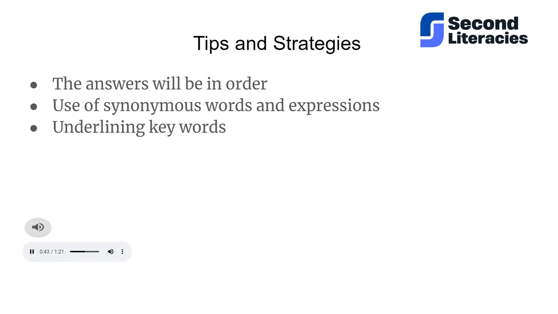The next strategy that you should know is looking for synonymous words and expressions. Usually, the information which matches with the information given in the question is expressed through synonymous words. So, it's important to look for synonymous words and expressions to find out if a statement is true or not. And the last tip would be underlining the keywords. Underlining keywords will not only help you in identifying the information better, but it will also help you in being more focused in the task.